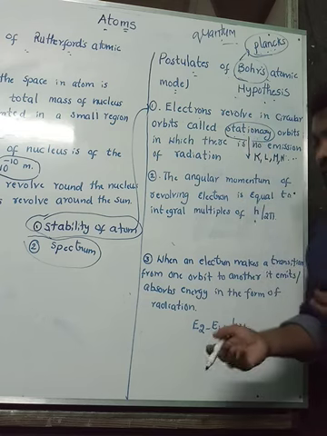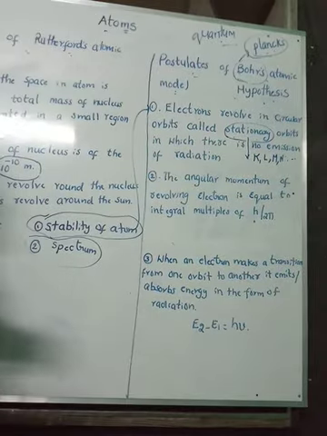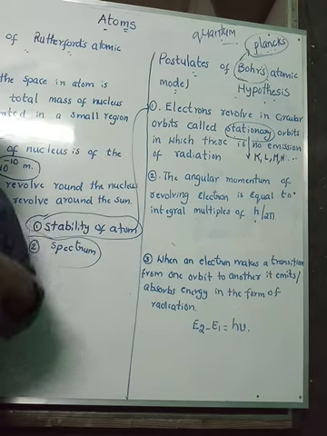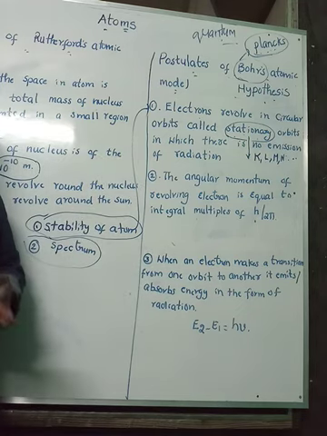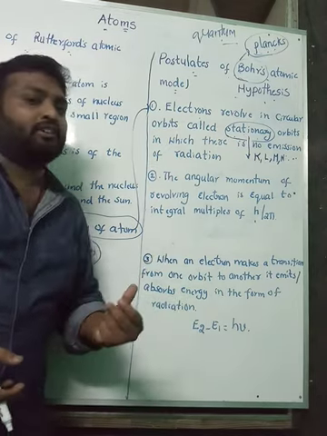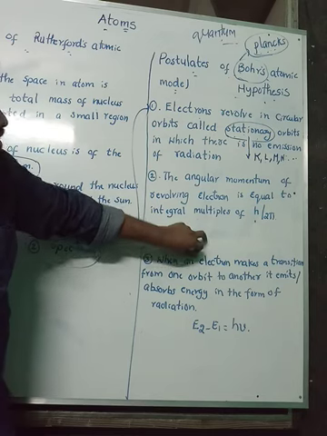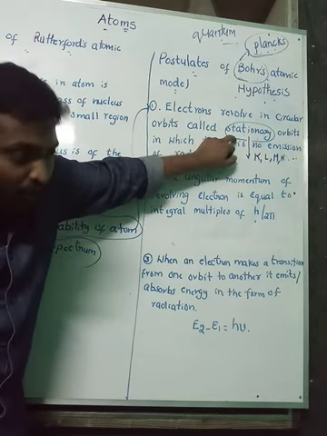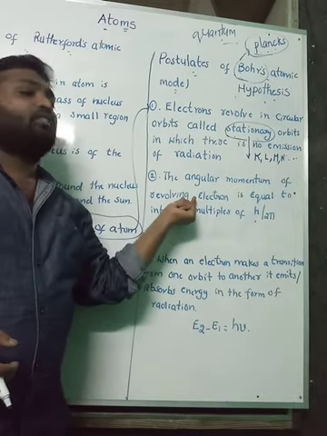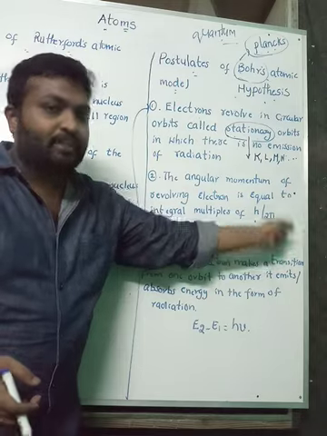Whatever it may be, if an electron or a person or any object is revolving or rotating in a circular path or any path, it has to lose its energy. Motion is not possible without losing energy. So immediately he explained the second postulate: it is not losing energy because the angular momentum of the revolving electron is equal to integral multiples of h by 2 pi.